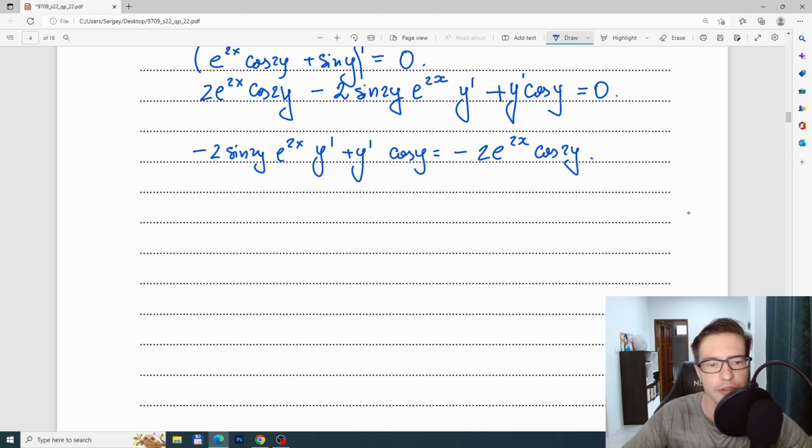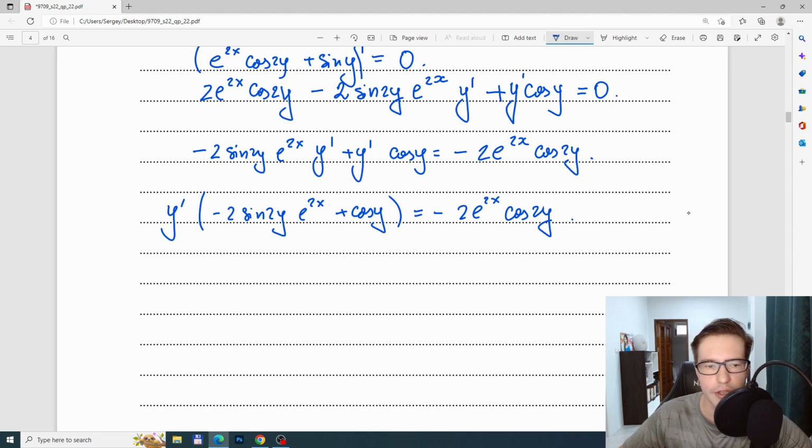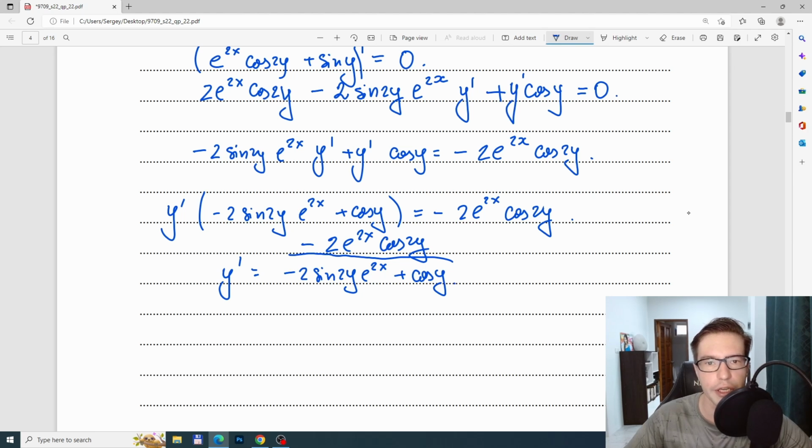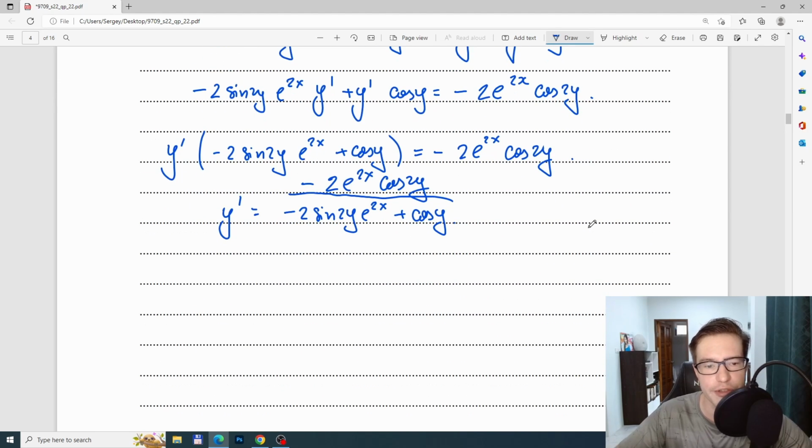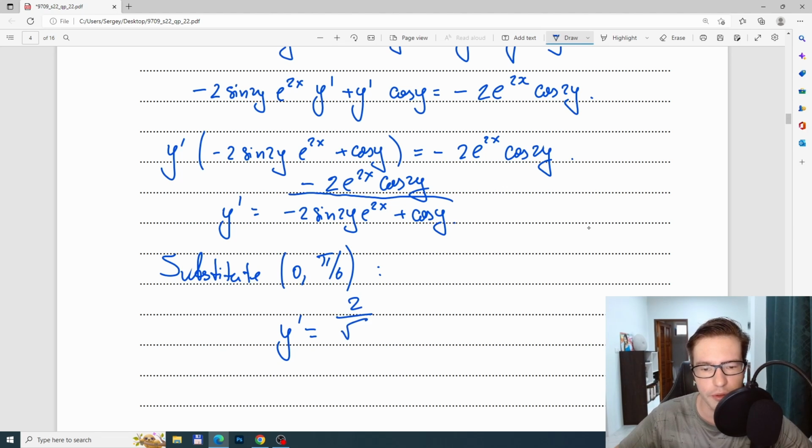For the next step, I'm going to factorize and take y derivative out of the bracket, and then I divide by the bracket to get y derivative. Okay, and they're asking for a specific value when x is 0 and y equals pi over 6. So it means I'm going to substitute 0 and pi over 6. And when I do so, I will get y derivative equals 2 over square root of 3.